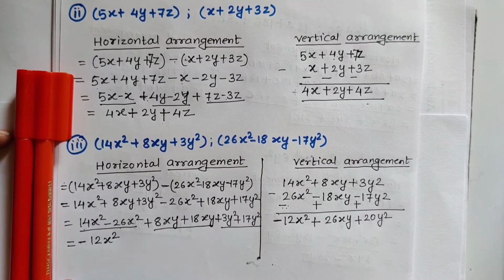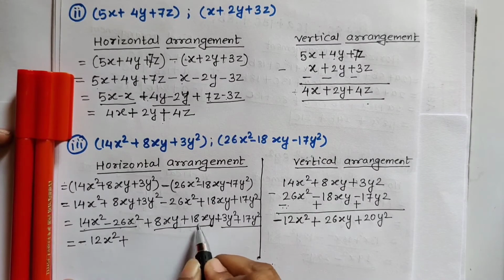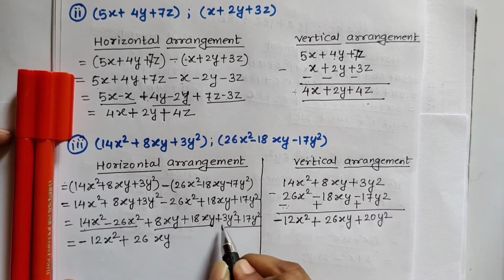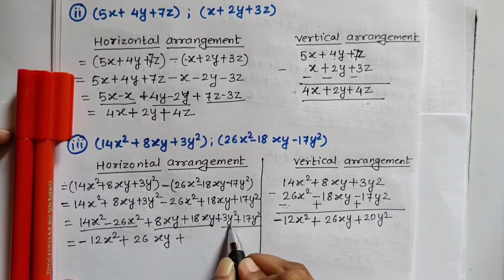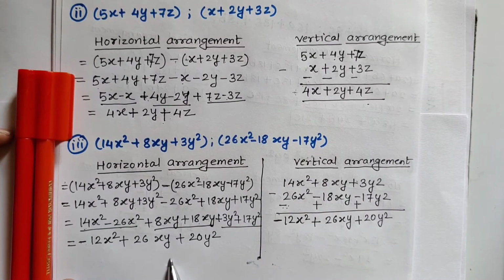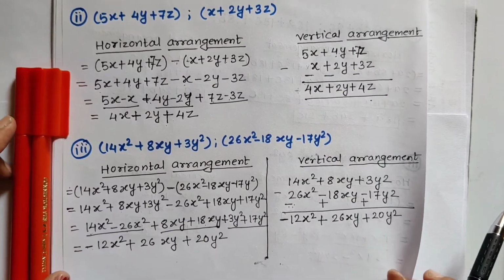X square is the common variable, we write one time. Plus plus plus, 8 plus 18 is 26. Common variables are xy. Again plus plus plus, 3 plus 17 is 20. Common variable is y square. Check the answers of horizontal and vertical arrangement. They are same. So in this way we have to solve the sums.